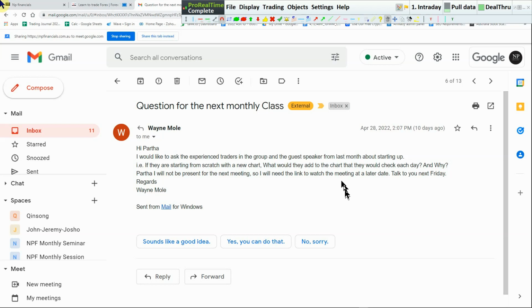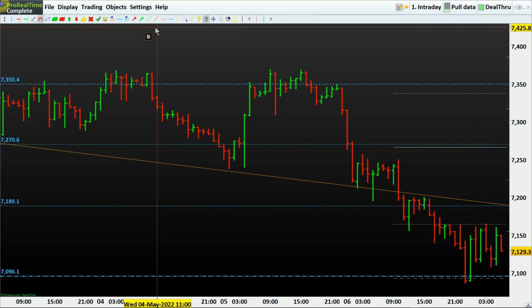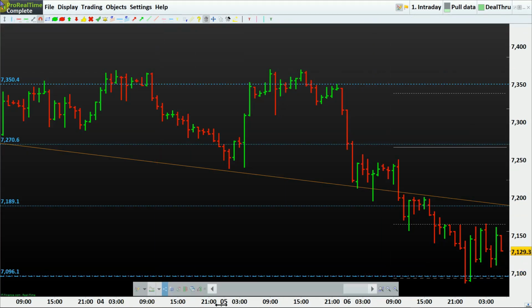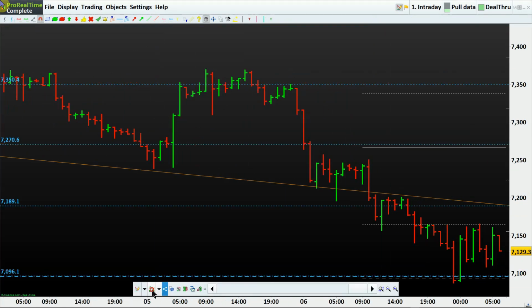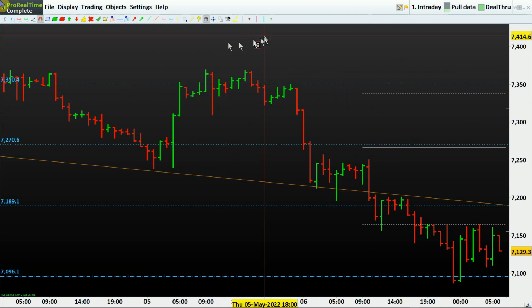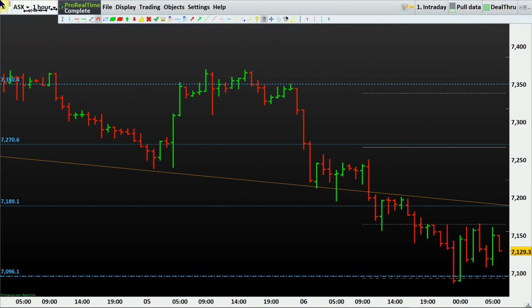Yes, now on this level, we are making another new trend line. It more looks like a downtrend to me.